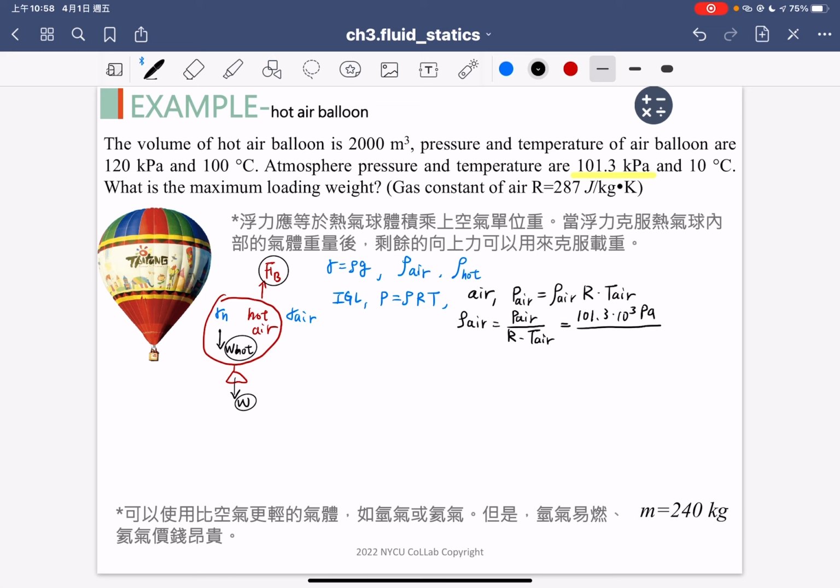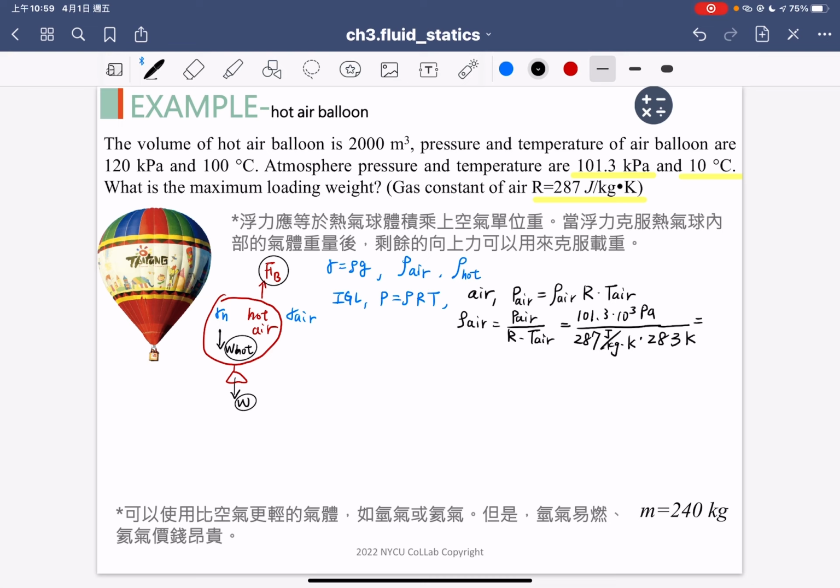divided by the gas constant. We write down the gas constant is 287 Joule per kilogram Kelvin. And for the absolute temperature, we know that the air condition is 10 degrees, so the absolute temperature here is 283 Kelvin. Okay, so you can compute the air density.